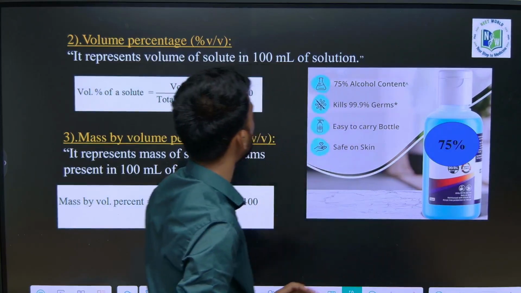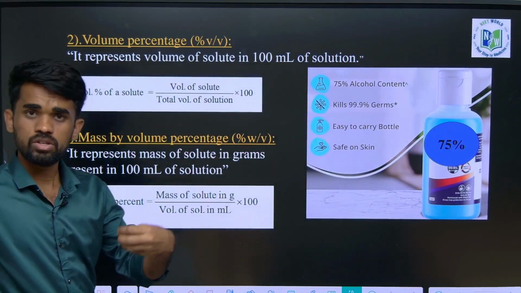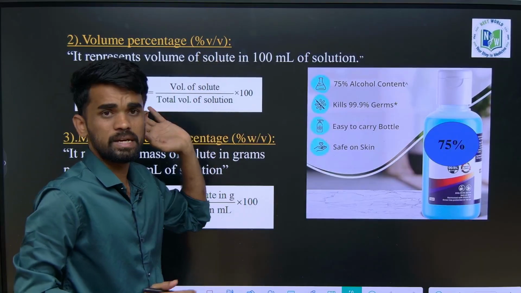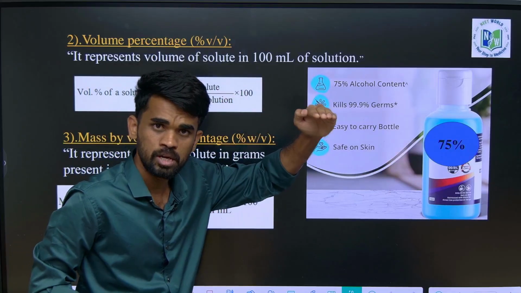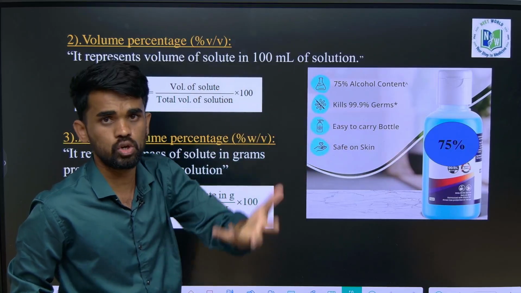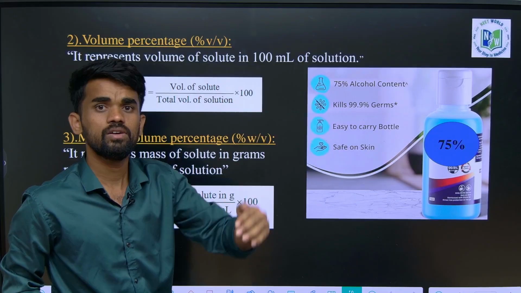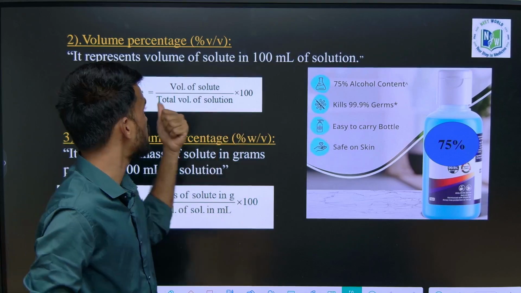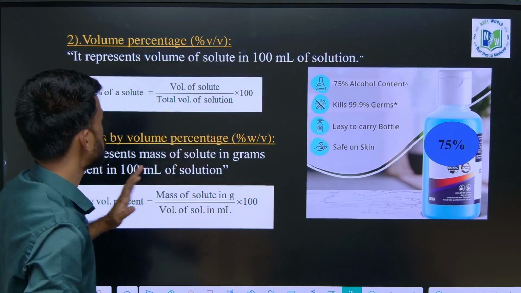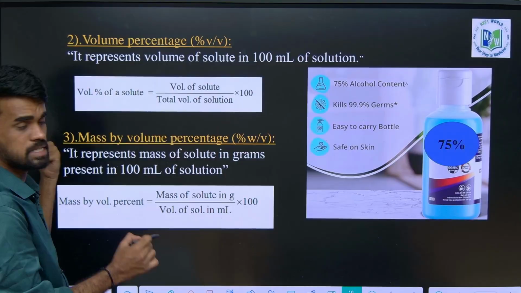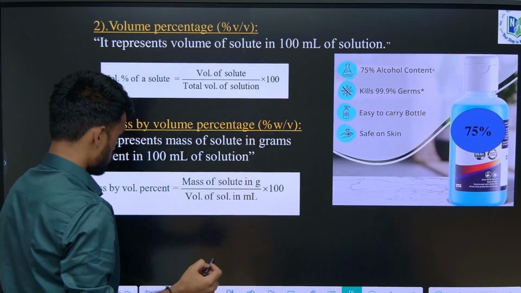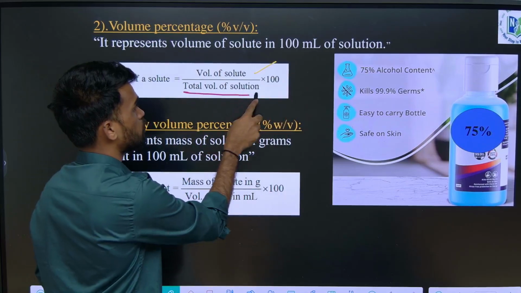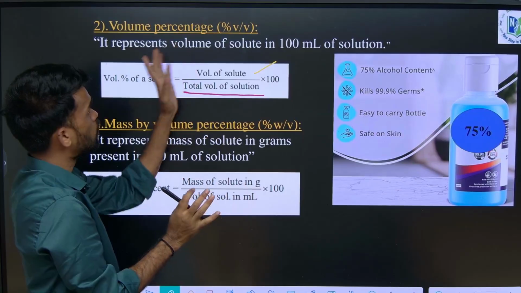Then next we can move to volume percentage. Similar to that, you can define it here. How can we define volume by volume percentage? It means the volume of solute present in 100 ml of solution. Once again, the volume of solute present in 100 ml of solution is given in terms of volume percentage. You can write the formula directly as we discussed: volume of solute by total volume of solution into 100 gives volume percentage.